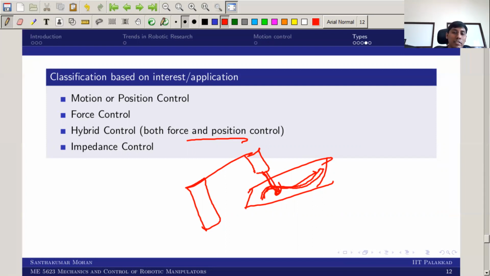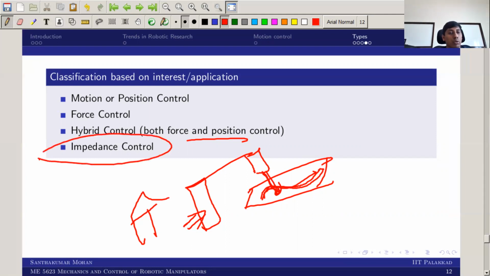Further, this can be made a slave, and I come with a master, similar to a small joystick kind. Then we can move this, and the main manipulator can move further. That particular control is called impedance or haptic control. Impedance is a very general name. So this is the further classification based on the interest or application.